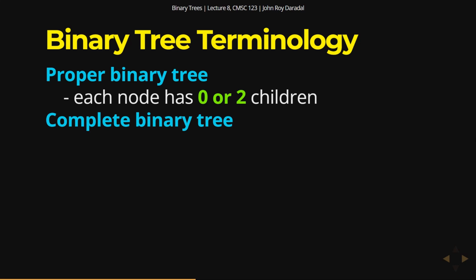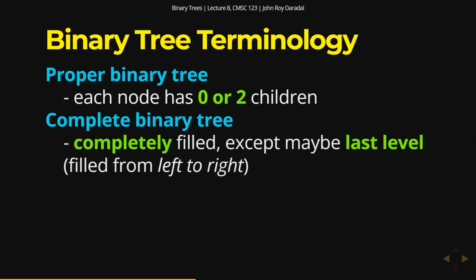There's also something called the complete binary tree. A complete binary tree is when all levels are completely filled except maybe the last level. So you have an exception for the last level, which could have some extra nodes. It's not all the way filled up at that level, and you fill this up from left to right. If there is a last level that has extra nodes, it should be filled up from left to right. There should be no skipping. So that is a complete binary tree.